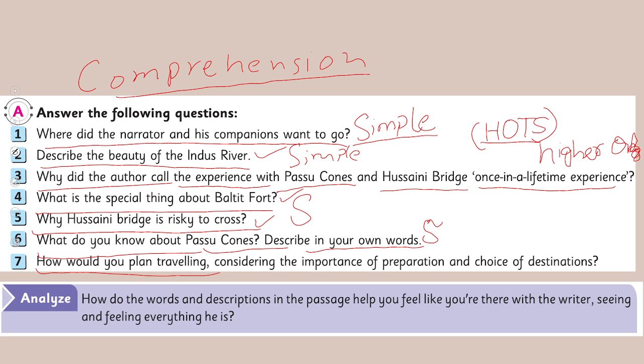And how would you plan traveling considering the importance of preparation and choice of destinations? This is a higher order question that we need to think about and then answer. Here is your analytical question, which also comes under the higher order questions. How do the words and descriptions in the passage help you feel like you are there with the writer, seeing and feeling everything he is?